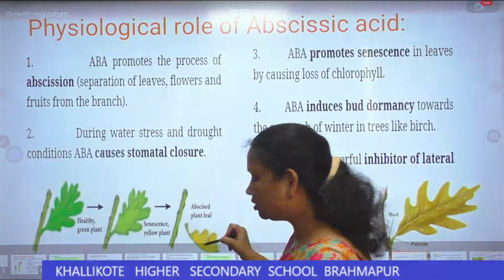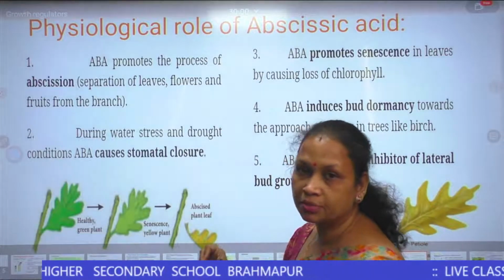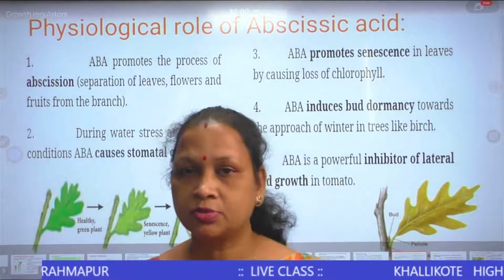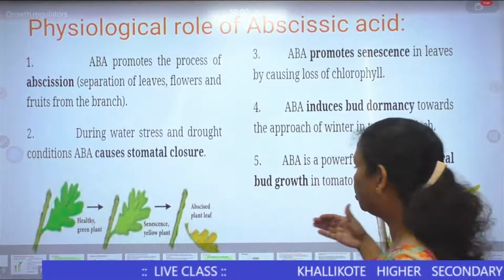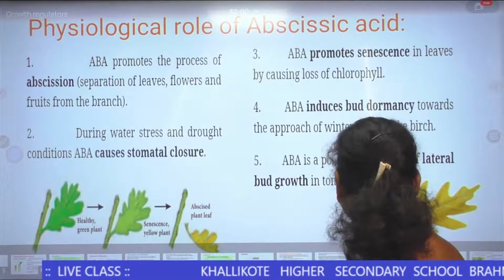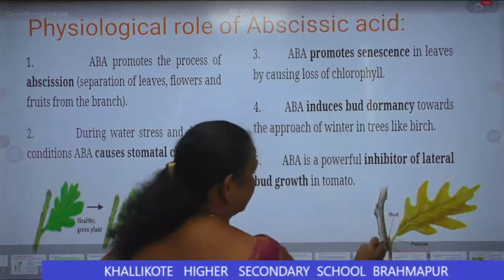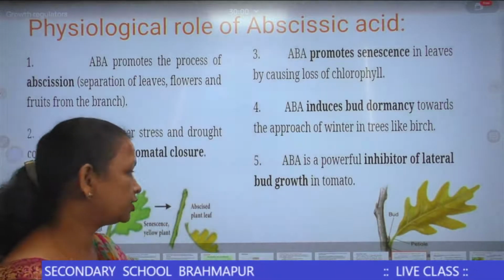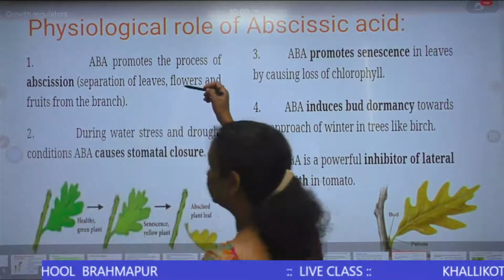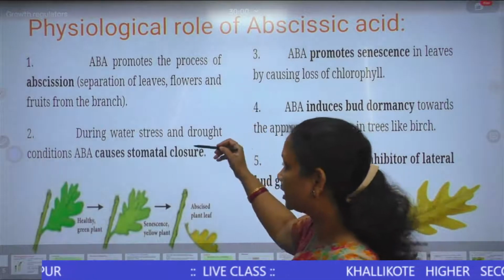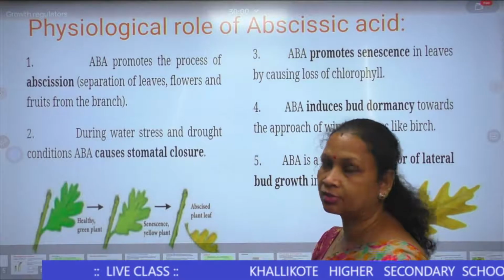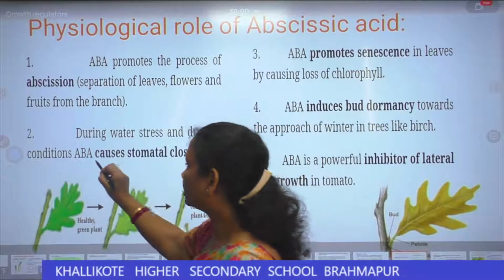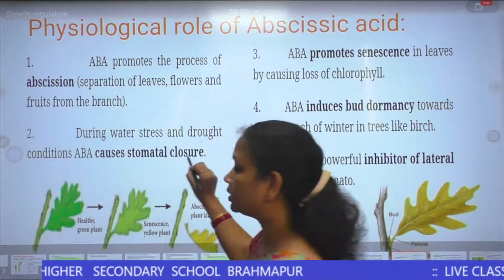This is a healthy green plant, and slowly you see the phenomenon of senescence. In senescence there will be yellowing of the leaf or breakdown of the chlorophyll, and ultimately this leaf will be shed. So, how is abscission important? Abscission is important to remove the older and aged leaves from the plant and add the new leaf. Here this is abscission, this is the new bud that is going to come out, this is the abscised leaf that is going to be shed. So, that is one main activity of abscisic acid.